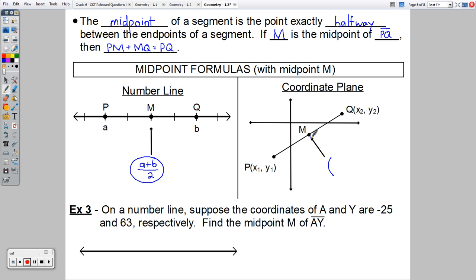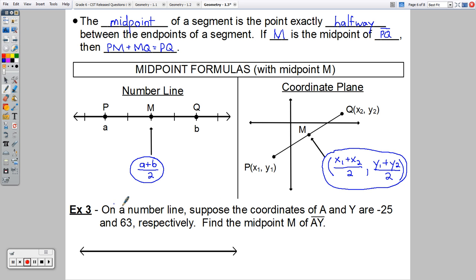So this coordinate point would be x1 plus x2 divided by 2, the average of the x values, and a comma, that's the x coordinate for the midpoint, and then y1 plus y2, the average of the y values, dividing that by 2. So that's what that point is right there. Those are the basic ideas we use for a number line and for coordinate planes with midpoints.